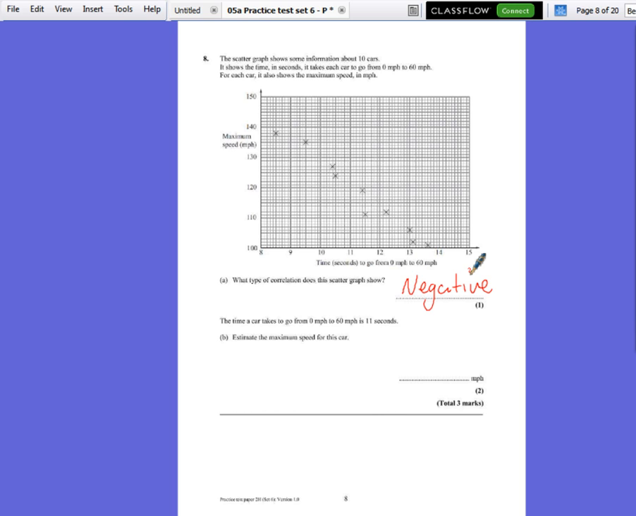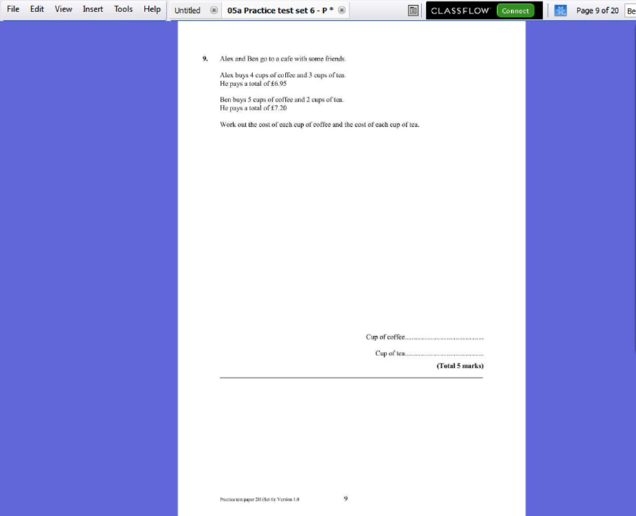Well, to use a graph to estimate, we need to do a line of best fit. So using a ruler as best you possibly can, do a line of best fit. And if we go to 11 seconds on the 0 to 60 scale and read off, that is about 122 there. You can do that much more accurately than I can with a ruler. I would say that was more likely about 120 miles per hour, give or take a couple either side of that.